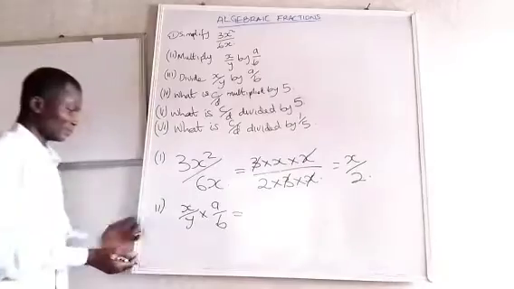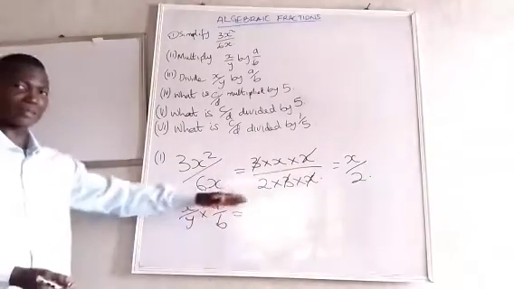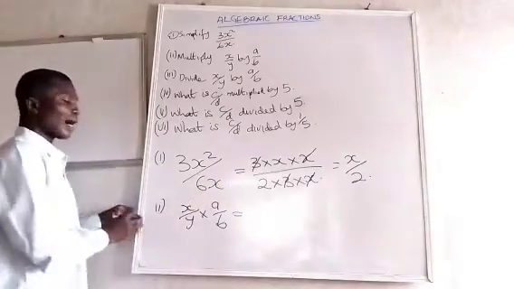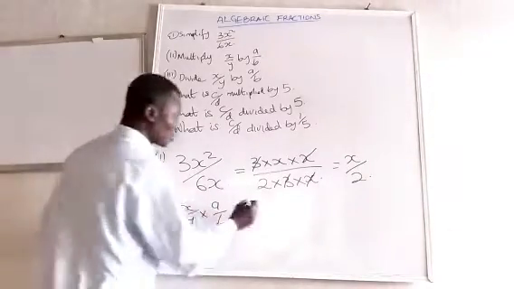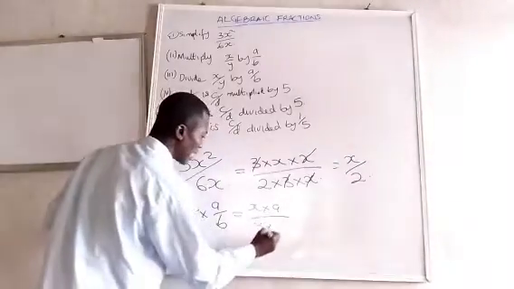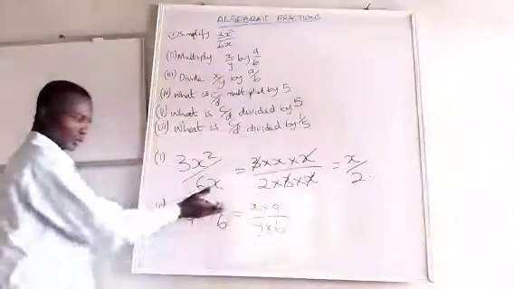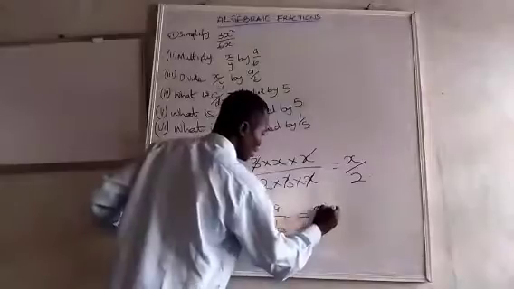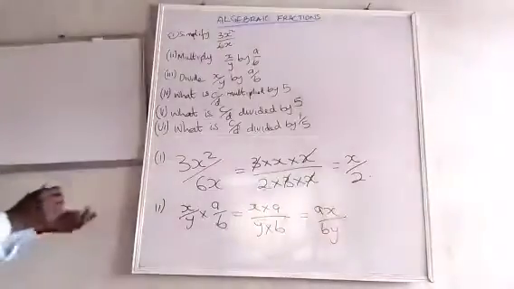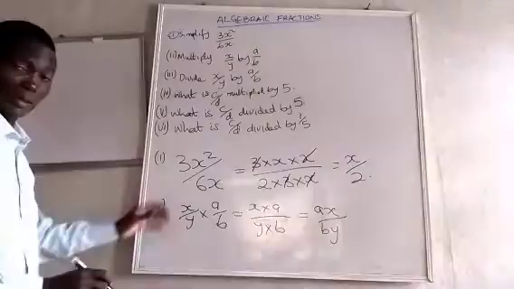In this situation, we multiply everything that is in the top side, that is the numerators together, and the denominators together. So we are going to have it like this, x times a divided by y times b. That is multiplication. So we are going to have it like this, ax over by, or anyhow you want to express it. Very simple and straightforward. So you can see, very simple.